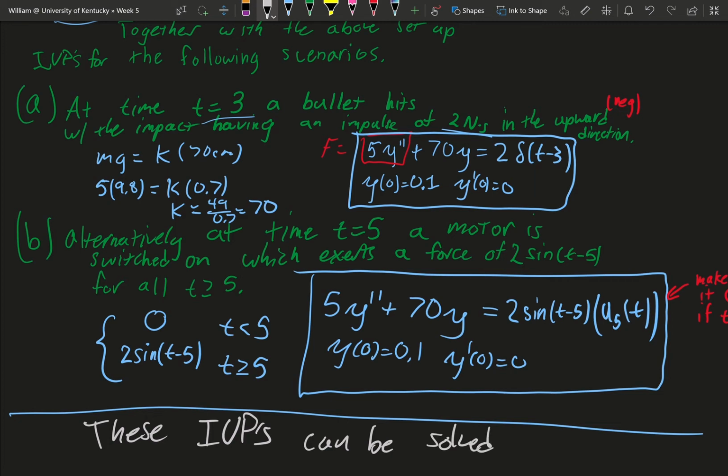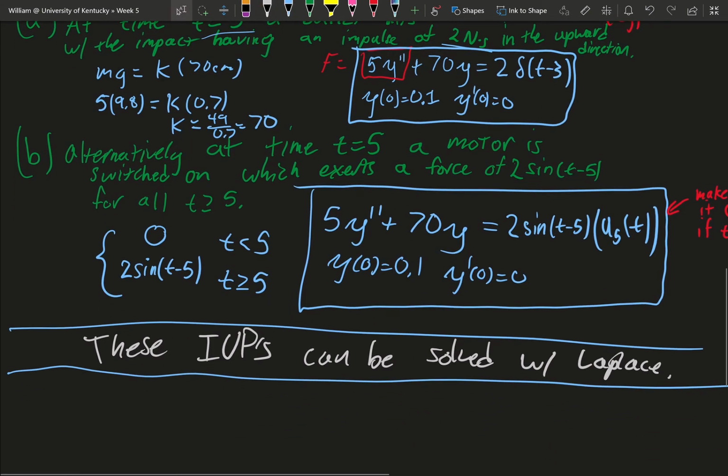You might have been wondering why we learned all this Laplace transform material just to solve questions we've already been able to solve, like a lot of the questions we had on the last exam. Well, one reason is that the Laplace transform is a good way of dealing with scenarios like this, where a switch gets turned on or there's a bullet impact or something like that. Of course, to solve these with Laplace transforms, we're going to have to look at the Laplace transforms of the Heaviside and delta functions.